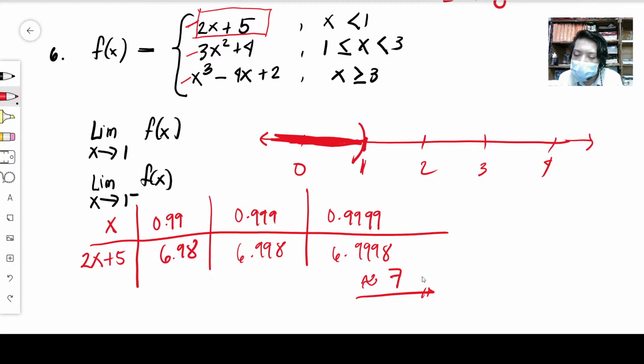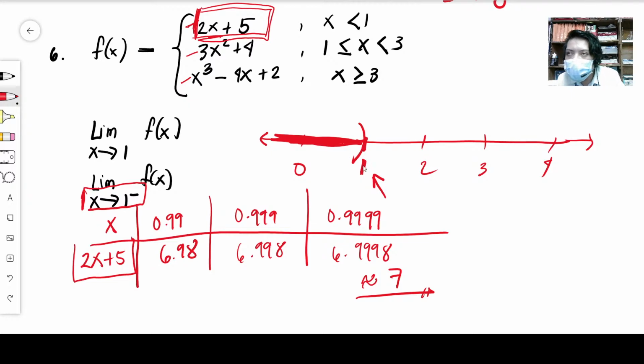Okay. Now, take note. Let me explain again why we used 2x plus 5. This is a piecewise function, and we used it because our x here approaches 1 coming from the left. This is 1, right here. This is 1.